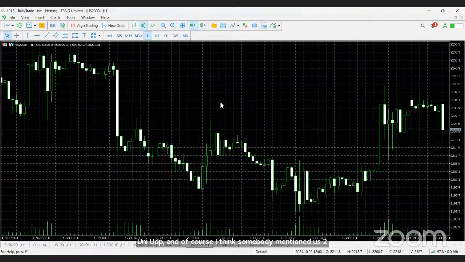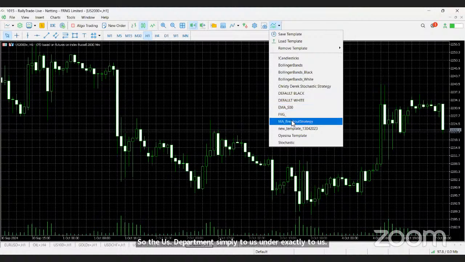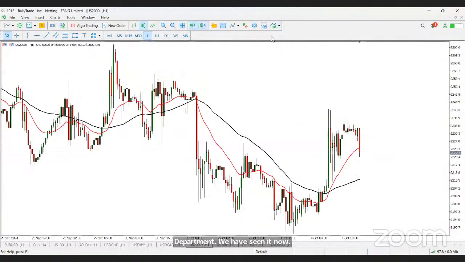So on the US 2000 front, the same thing that is happening to US 100 is happening to US 2000. We have seen it now. So I'm going to just go ahead and click on this. And now I can just pretend prices around the first support. So let's wait for it to hit the second support. Of course, we come back.